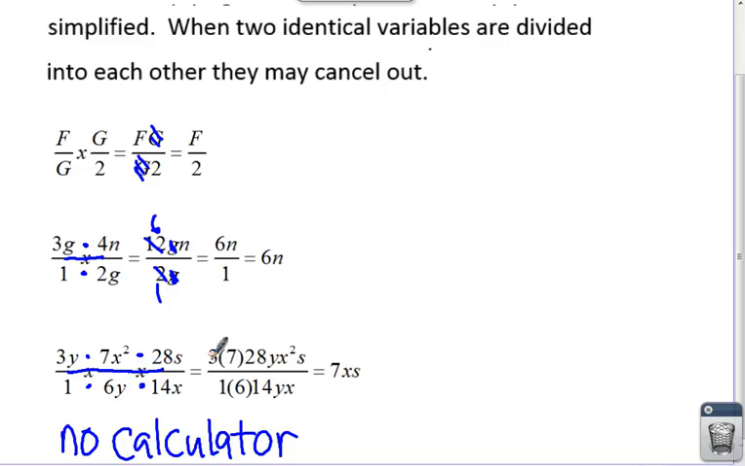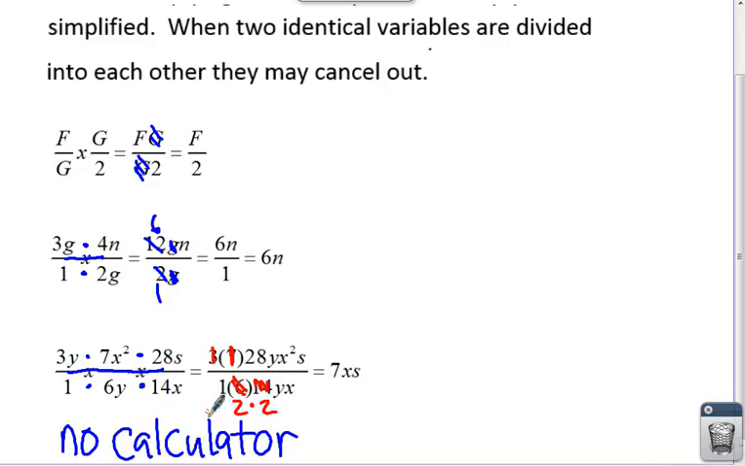So we have, let's see, 3 over 6. That could be changed a little bit. What else could we simplify? Oh, here we go. We have a 7 and a 14. Those are both divisible by 7. So this would become 1, and this would become 2.